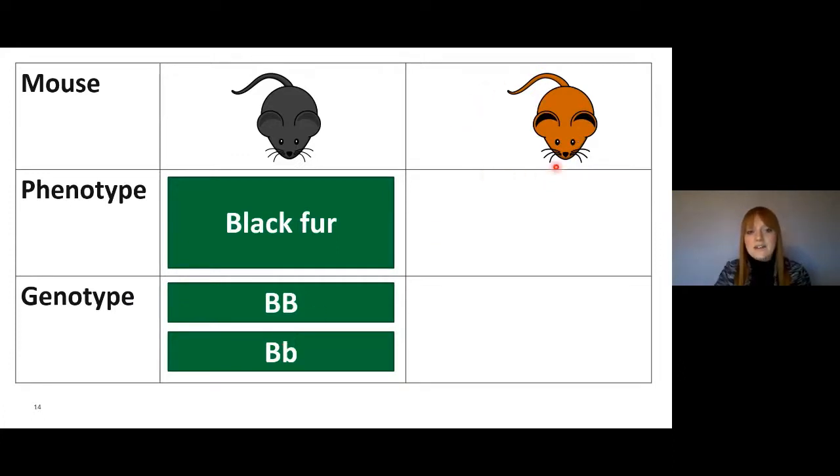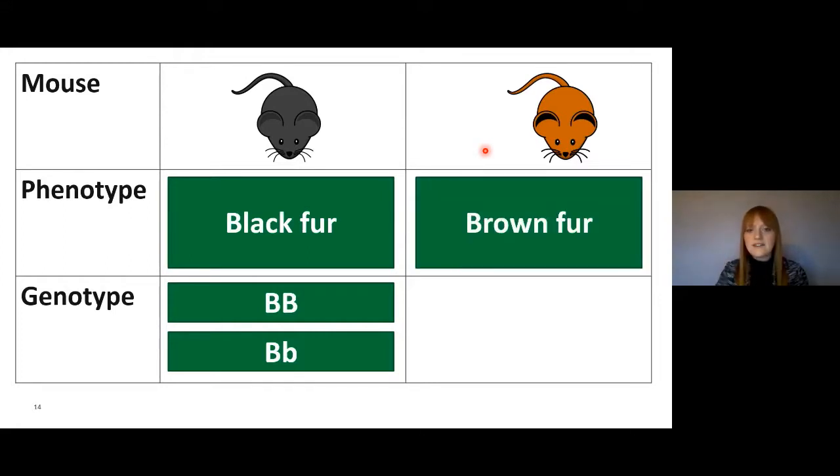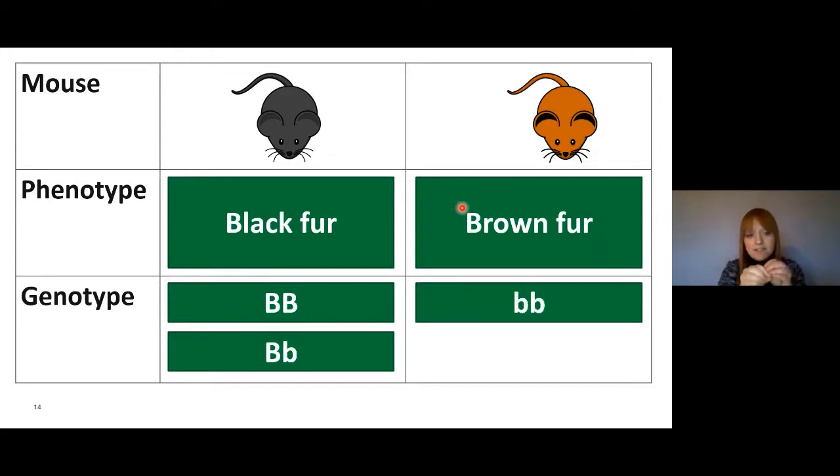The brown mouse then, his phenotype is, say it aloud to the screen, brown fur. And because he's got brown fur, his phenotype, his physical characteristic, is brown. That means he must have inherited two recessive alleles from his parents, one from mum and one from dad. If he'd inherited a dominant allele from either his mum or dad, he wouldn't be brown. He can only have brown fur if he's inherited the two recessive alleles from his parents.